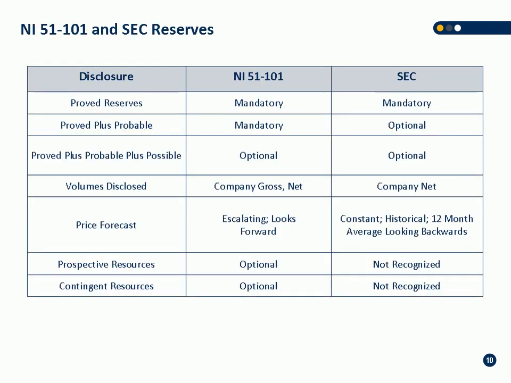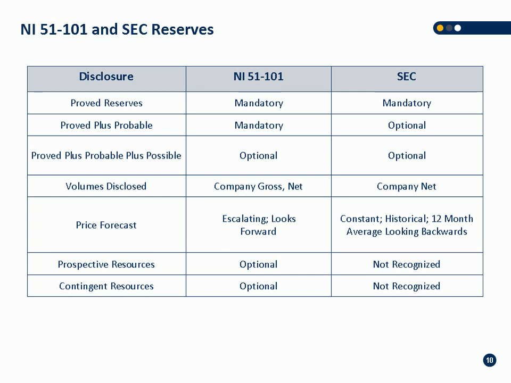NI 51-101 versus SEC. So they both require approved reserves. NI 51-101 requires 2P reserves as well. SEC has 2P and 3P is optional. 3P is optional in Canada. Not a lot of companies disclose 3P reserves in Canada. What NI 51-101 does say is if you disclose 3P reserves at any point in time, you must continue to disclose 3P reserves. So you can't disclose them for a single year and then stop disclosing.